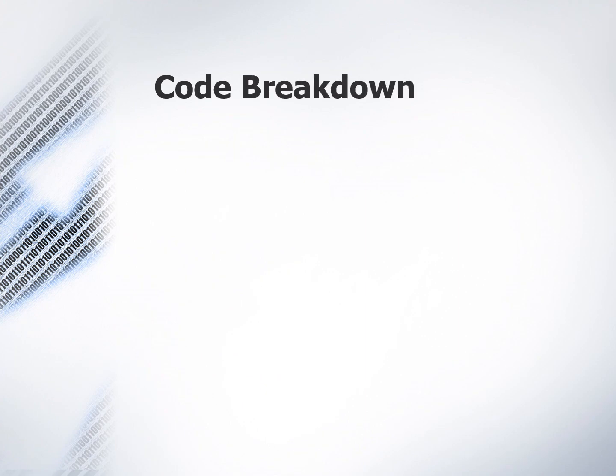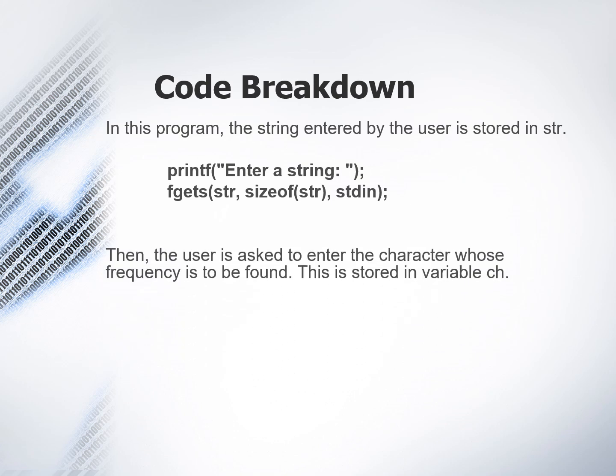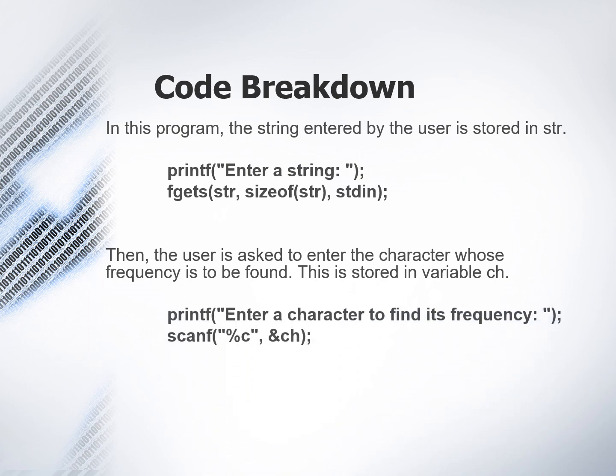Now since we have seen the code, let us discuss the code breakdown. In this program, the string entered by the user is stored in str. So we have a printf, "Enter a string", and the fgets function with parameters str, sizeof(str), and stdin. Then the user is asked to enter the character whose frequency is to be found, and this is stored in variable ch. So printf "Enter a character to find its frequency", and scanf will take the input for ch.